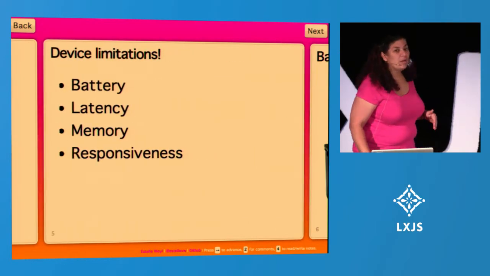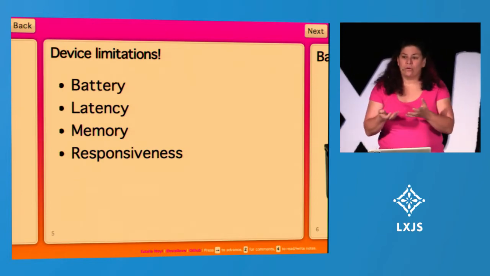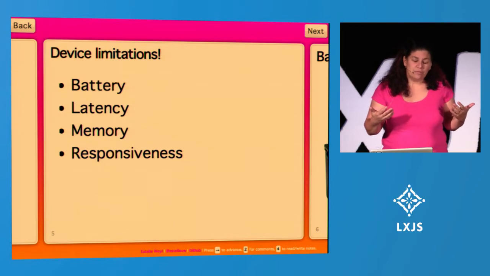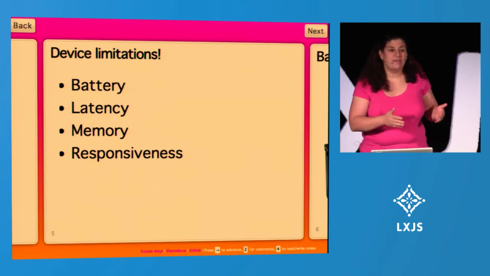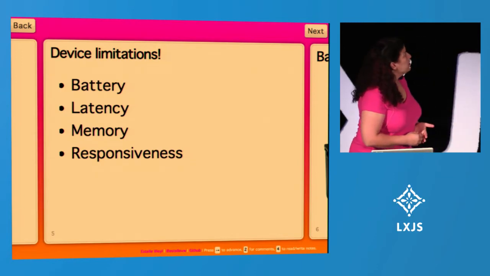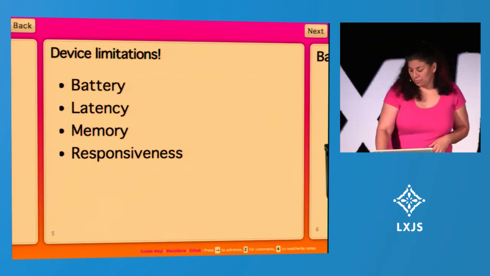So when you're thinking about the mobile world, you have to consider what your users are not considering, and you have to think about the crappy devices. You have to think about the IE6s of the mobile world. You have to think about battery. You have to think about latency, memory, and responsiveness, in addition to everything that you've been thinking about.